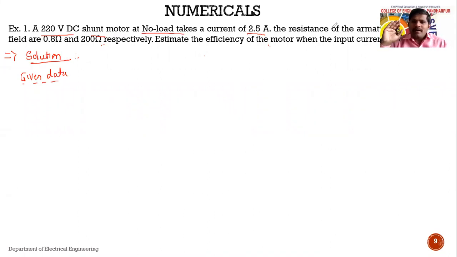So see, write down the given data. After the given data we calculate the constant losses. After calculation of constant losses we calculate input power and output power. After that we calculate the efficiency, right? So tell me the given data, what is given?